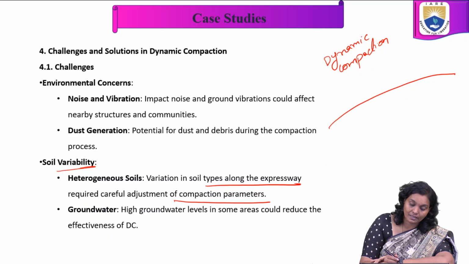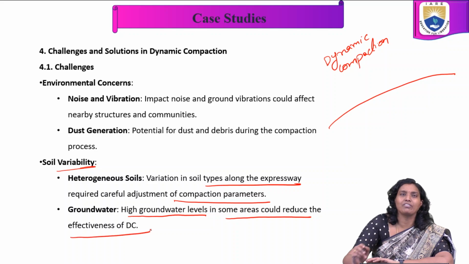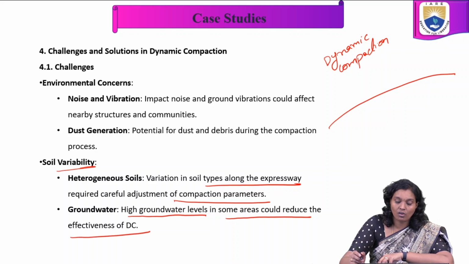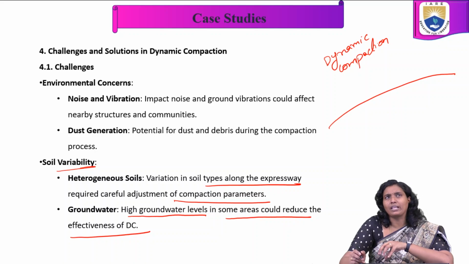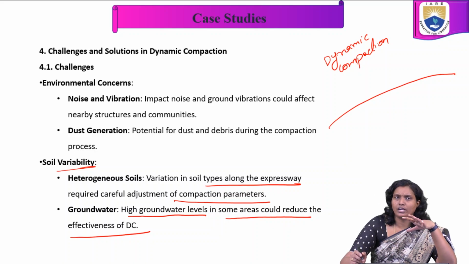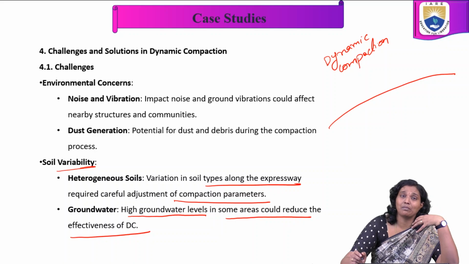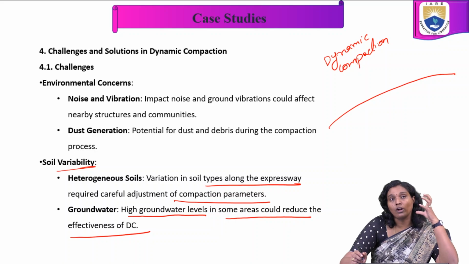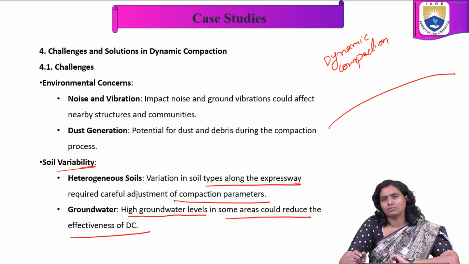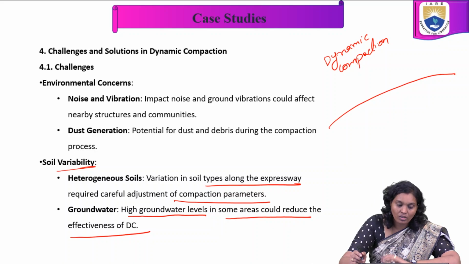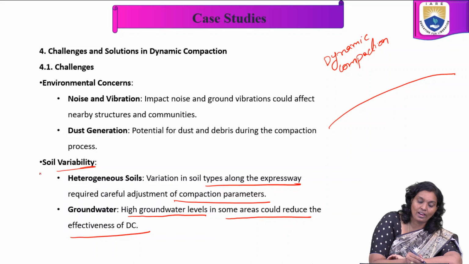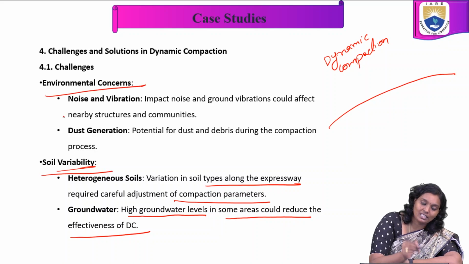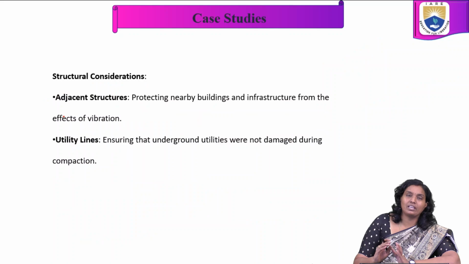Now, high groundwater levels in some areas could reduce the effectiveness of dynamic compaction. Sometimes the level of the water table is high, and however much dynamic compaction we do, it is made much less effective. The effectiveness is not what we expected; we did not reach the expected outcome. So that is one more challenge in soil variability. In environmental concerns, those are the challenges, and in soil variability, these are the challenges.